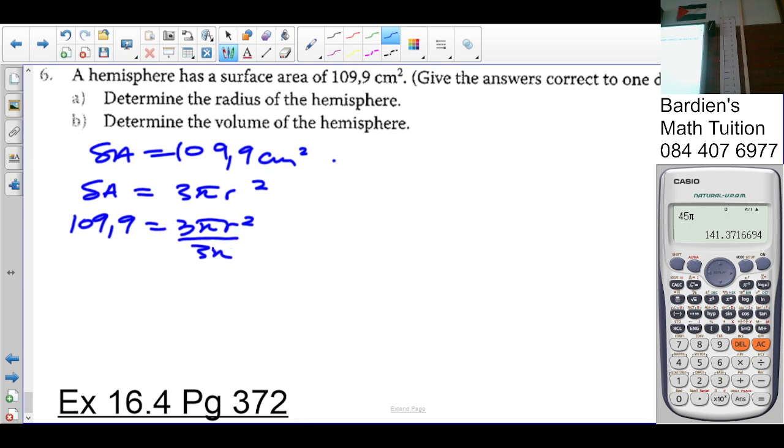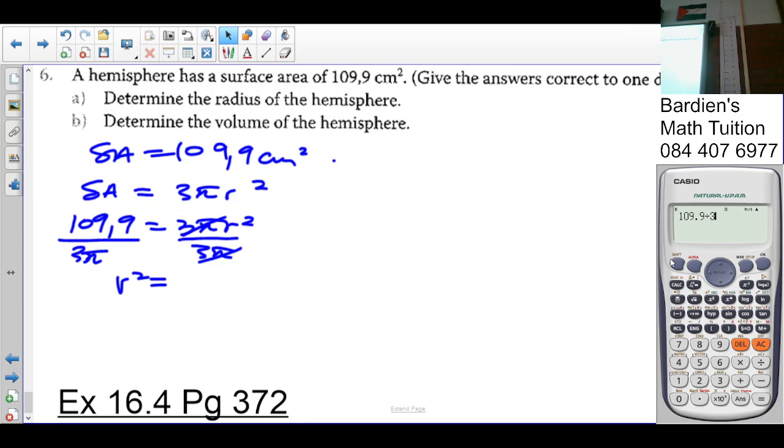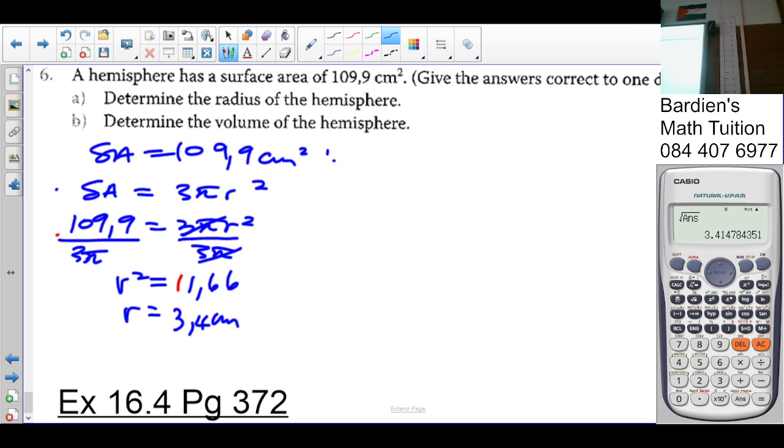So I divide by 3 pi both sides. So that cancels, so r squared works out to be 109.9 divided by 3 pi, which gives us 11.66. Is that correct? So it's 11.66, and then the square root thereof, square root of 11.66 gives us 3.4. Is that correct? 3.4 centimeters.